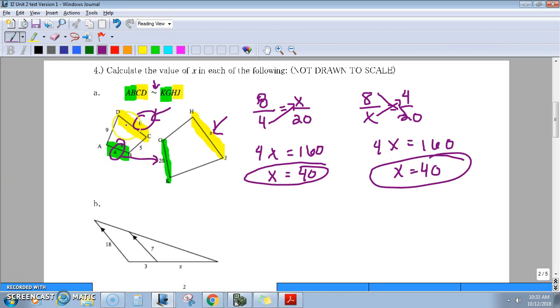You could have also thought about it as, to get from 4 to 20, I need to multiply by 5. And up here, to get from 8 to x, I need to multiply by 5. So if I multiply 8 by 5, I get 40. Checking your work is always going above and beyond.